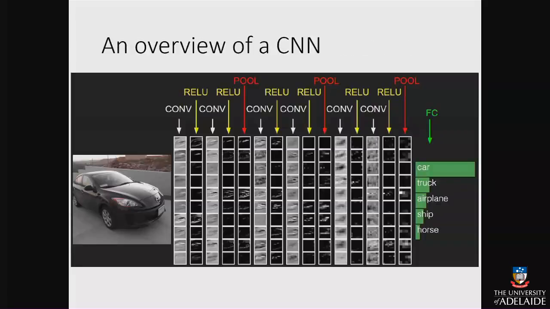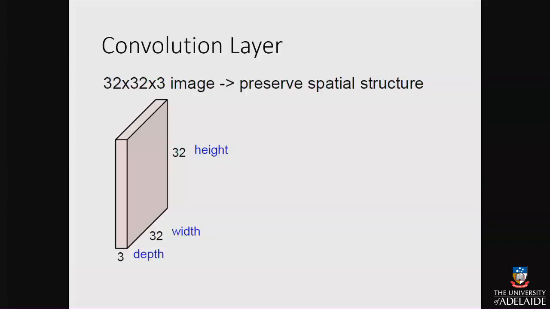So a simple convolutional neural network is basically a sequence of layers, and every layer transforms one volume of activations to another through a differentiable function. We use 3 main types of layers to build a convolutional neural network architecture: the convolutional layer, pooling layer, and fully connected layer. We will stack these layers to form a full architecture. In the next part, I will introduce the convolutional layer first.